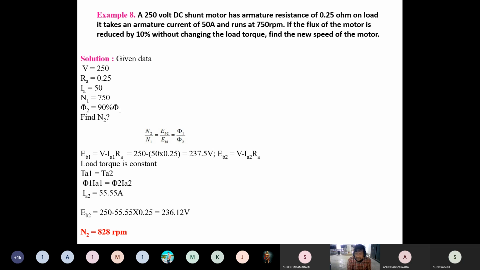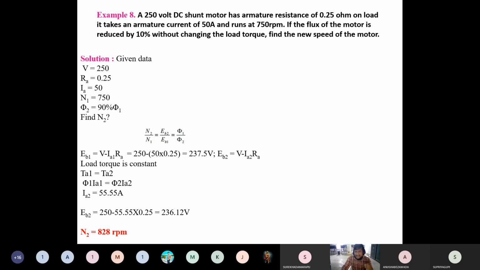If flux is reduced, speed increases or decreases? N proportional to EB by phi, flux controlled method. Flux controlled method is always used for above rated speed only. As we reduce the flux, speed increases. Speed increases. Why? If we reduce the flux, speed automatically increases. Here flux is reduced by 10%, so automatically the new speed must be greater than the previous speed. That means the speed we are going to find should be more than the given speed. That is the analysis.